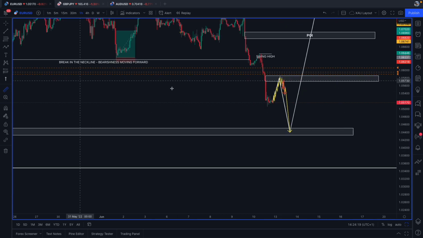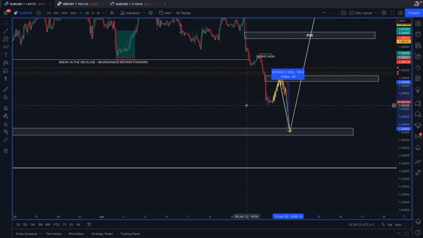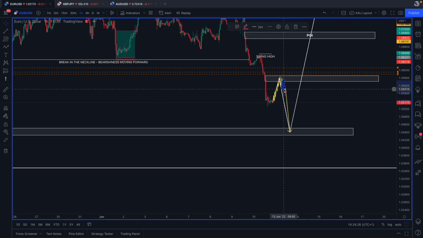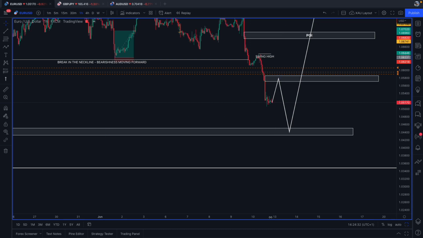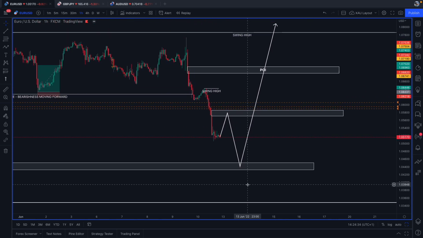Just looking here, measuring this, if we can manage to get in on the top, we're still looking at a 120 pip swing, which I think is more than reasonable. If we can get a stop loss of say 5, 6, 7, 8 pips, we're looking at some brilliant returns there. So that is my bias for this coming week. I'm going to wait for price to tap in, and I'm going to look for those sell positions.